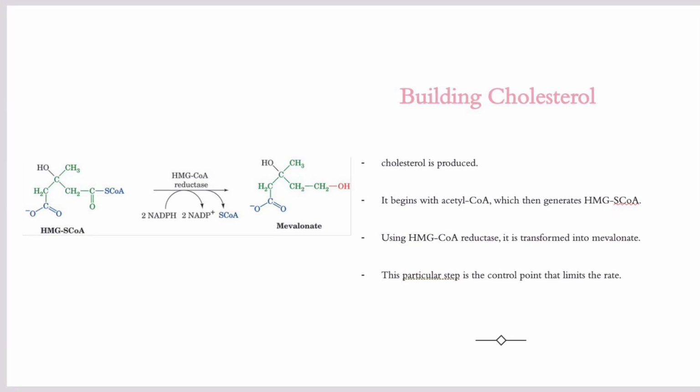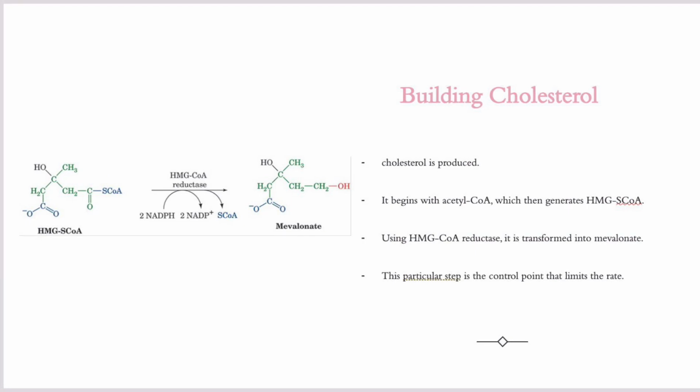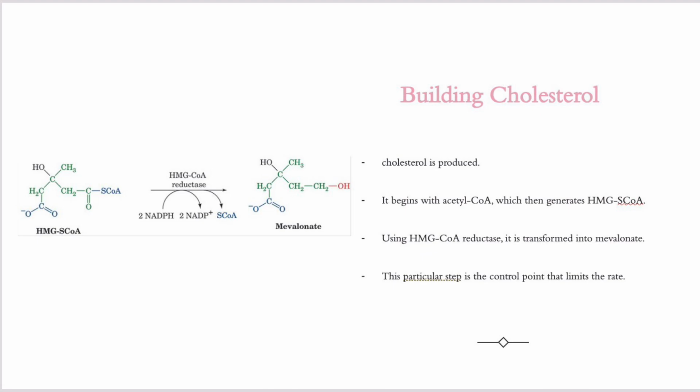This is the most important part of the whole process, the rate-limiting step or the metabolic bottleneck. If you control this step, you control how much cholesterol your body makes. Lovastatin steps in right here and slows down the entire cholesterol production line.